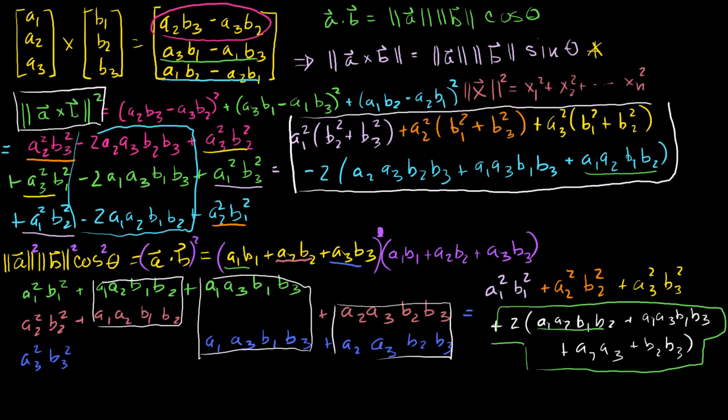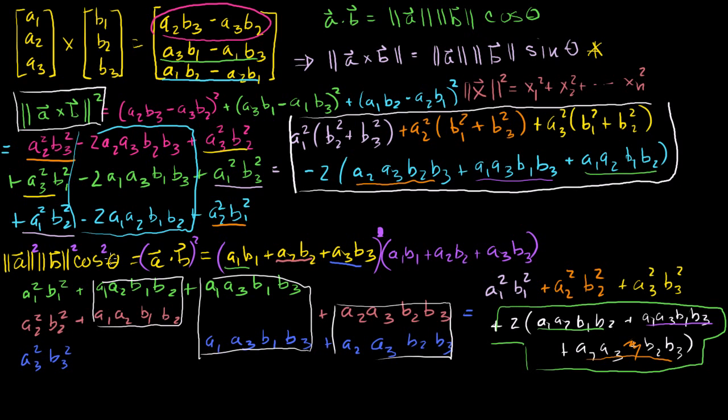Let me pick a nice color. a1, a3, b1, b3. a1, a3, b1, b3. That term and that term are the same. And then finally, if you compare a2, a3, b2, b3. This shouldn't be a plus. This is just this one. So a2, a3, they're all multiplied. a2, a3, b2, b3. This term and this term are the same.